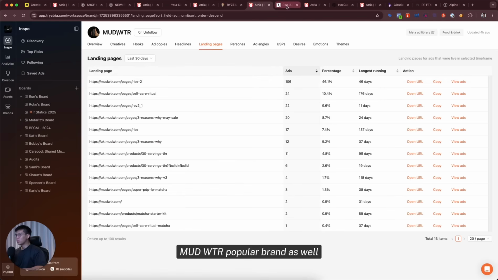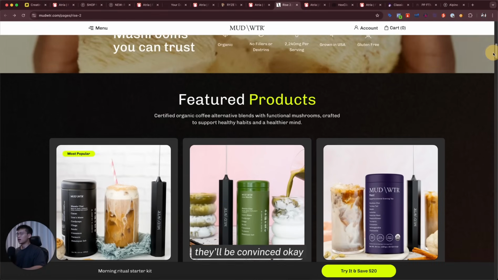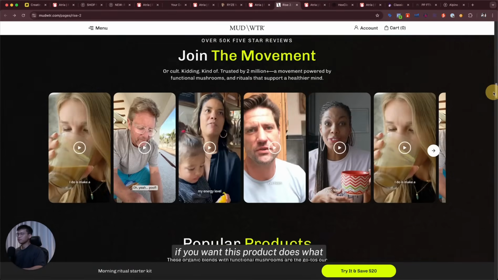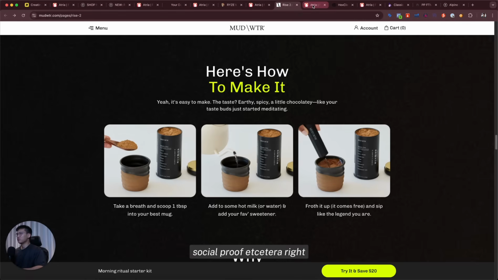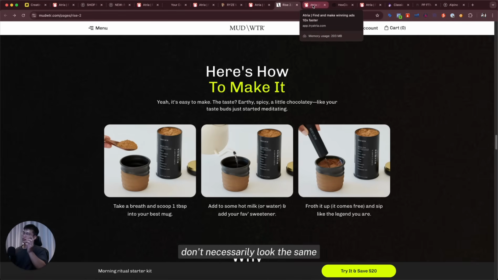What else do we have? Mud Water, popular brand as well. Same thing, energy and focus without the jitters. If that was your ad angle and you go deeper into it in the landing page, in more detail, they'll be convinced. Okay, what else is inside here? With all these things, if you want, this product does what, social proof, etc. Right? You can notice that all these landing pages don't necessarily look the same. And that's fine. Like we said, what to include inside is just based on what your customers really care about.